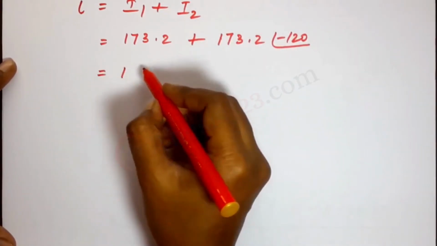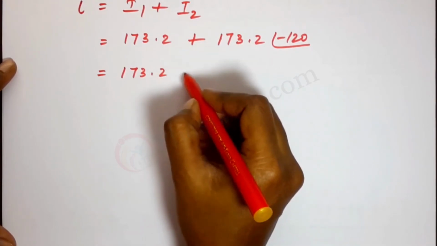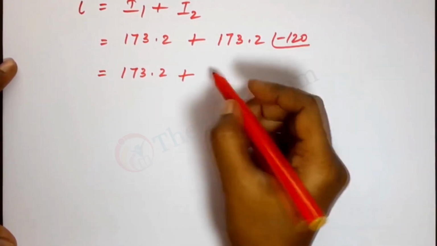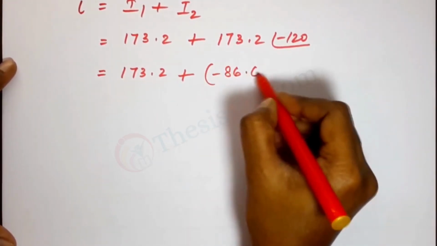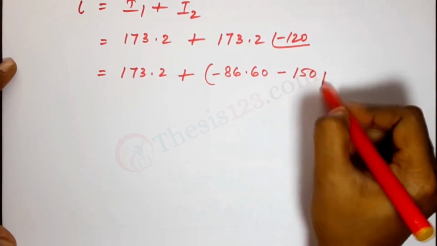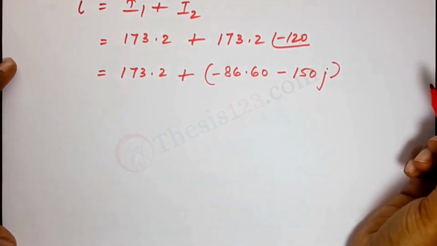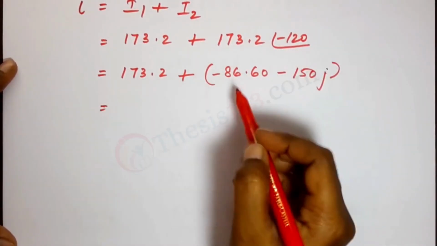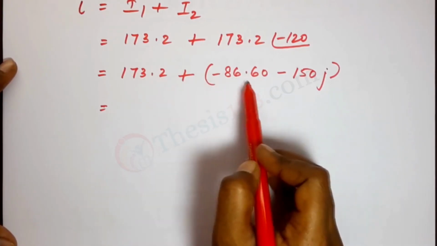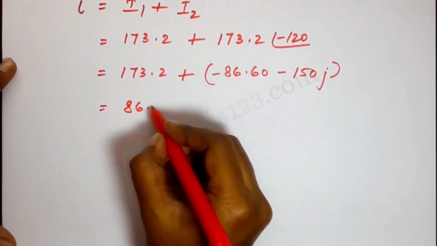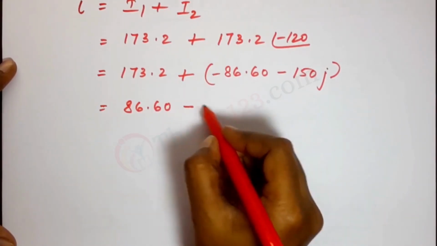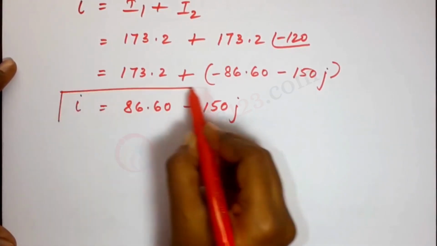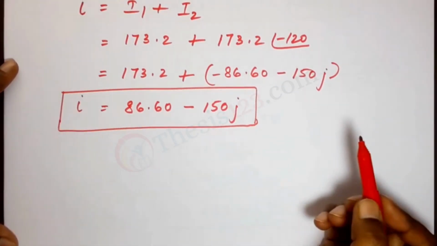So here we have 173.2. Since it's real, we leave it as it is. This we need to convert. So when we do convert it, we get minus 86.60 minus 150 J. So this is the rectangular form for the polar coordinates here. Now let's solve. 173.2 minus 86.60 gives us 86.60 minus 150 J. So this is the rectangular form for the current I.